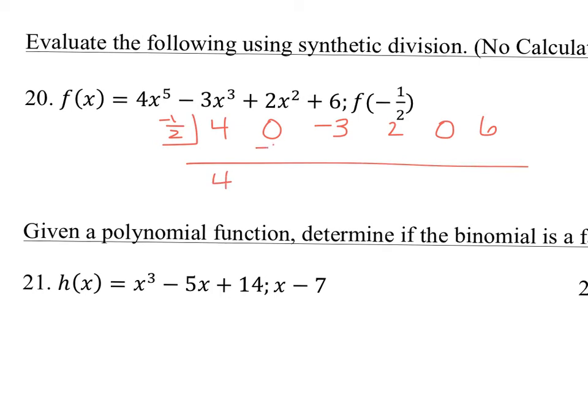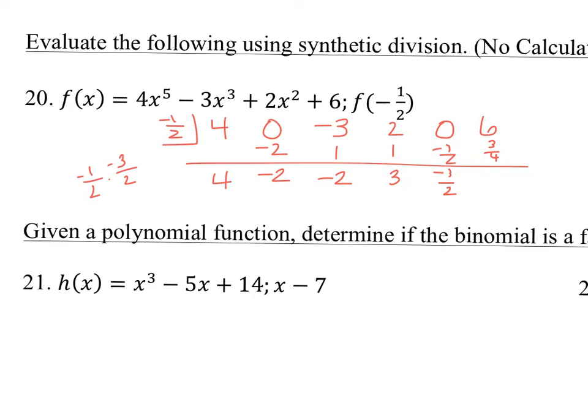4 times -1/2 is -2. -1/2 and -2 is 1. -3 times plus 1 is -2. That would make +1. I get 3. -1/2 of 3 is -3/2. Add that, I get -3/2. So what's -1/2 times -3/2? -1/2 times -3/2. That's going to be 3 over 4.